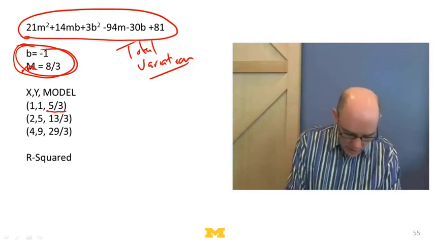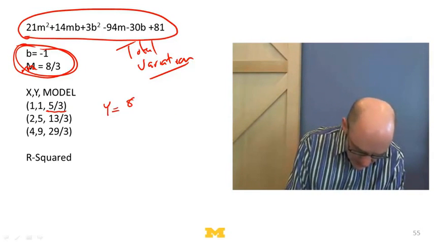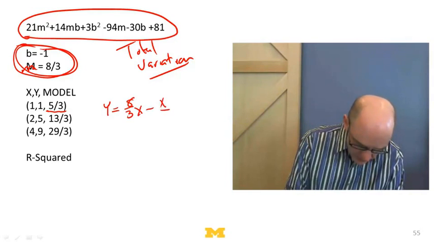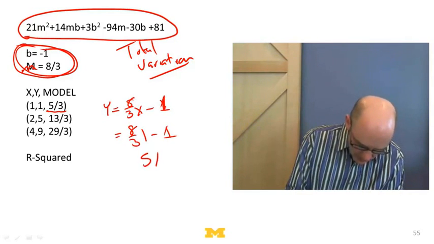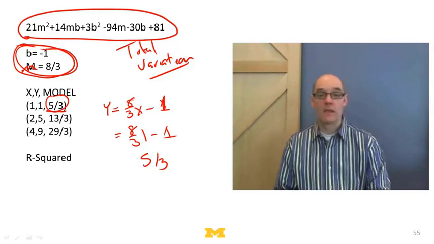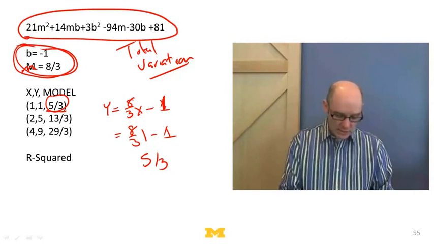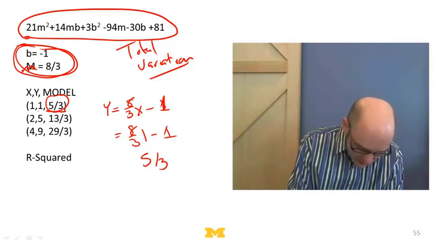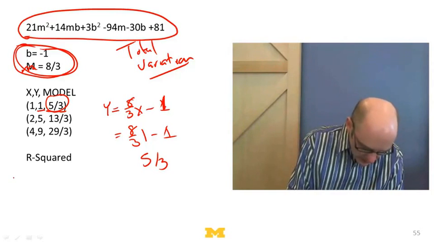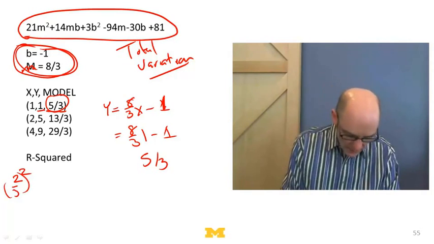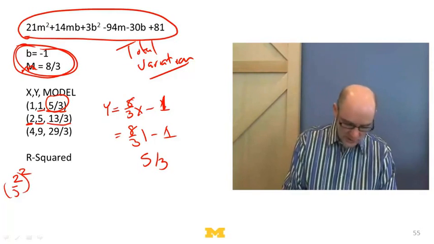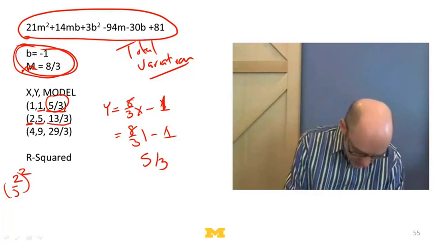x equals 1, our model now says y equals 8/3 x minus 1, right? So when x equals 1, we're going to get 8/3 times 1 minus 1, so that's going to equal 5/3, right? And the actual value is 1. So if you look at the difference between our prediction and the actual value, it's just going to be 2/3. So the contribution to r squared is going to be 2/3 squared. When we take x equals 2, the real value is 5. Our model, if we plug it in here, is going to give us 13/3. That's also off by 2/3.